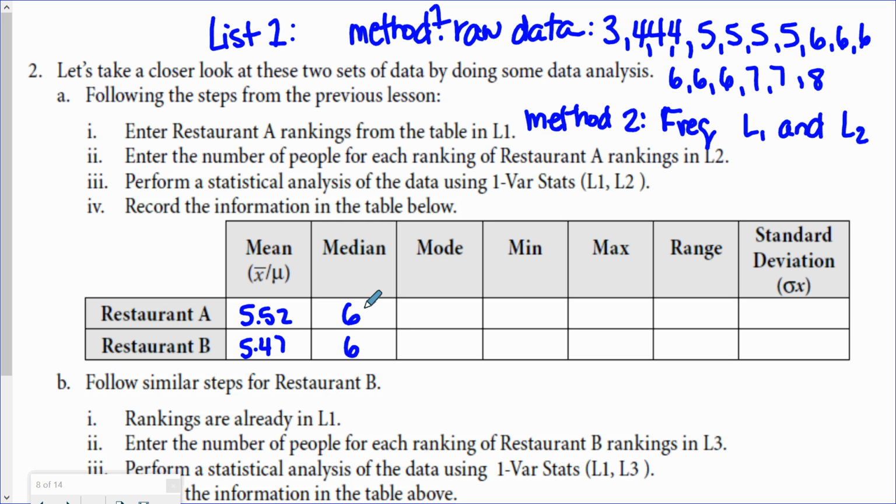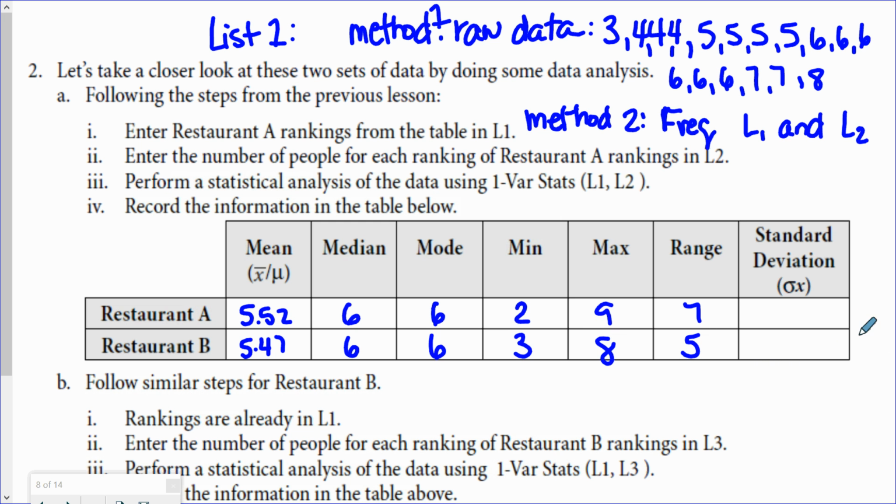I believe once you do your single variable stats, it tells you that as well. The mode, so what's seen the most frequently, just looking at the frequency tables, the value of 6 was given the most. The minimum for restaurant A was a 2, for restaurant B was a 3. The maximum for restaurant A was a 9, the maximum for restaurant B was an 8. So the range is maximum subtract minimum, so the range was 7. And for restaurant B, the range is 5.